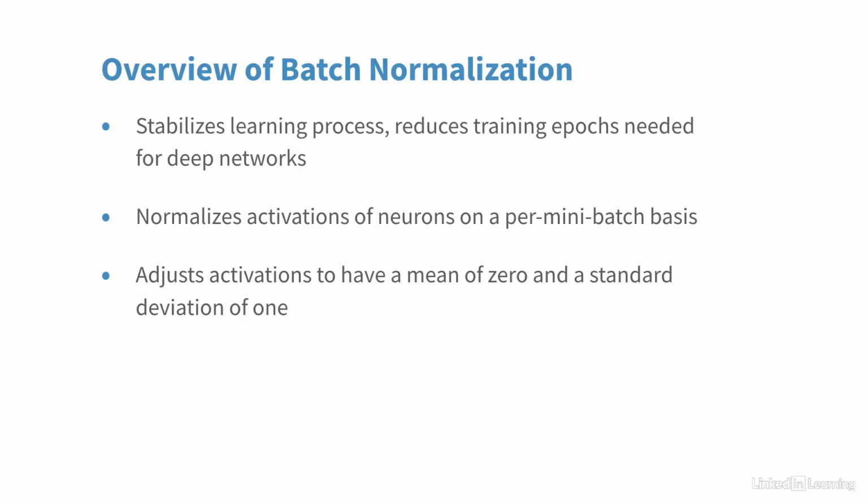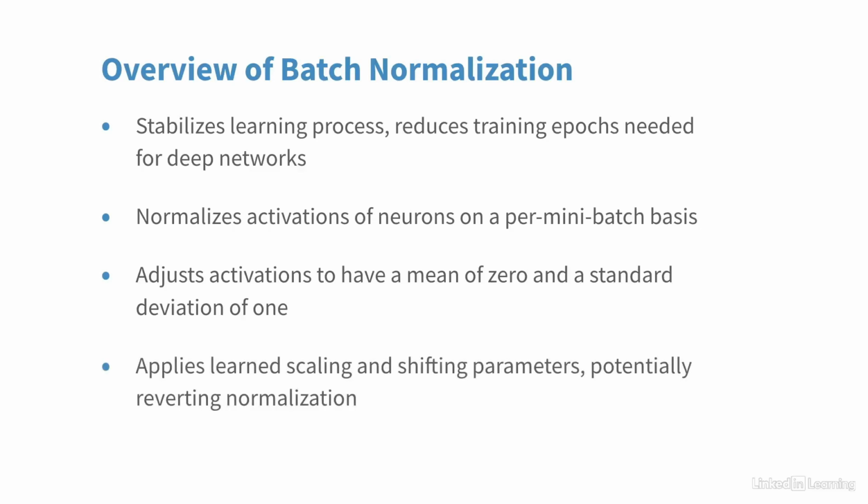Here's how it works. First is normalization. You adjust the activations in the batch to have a mean of 0 and a standard deviation of 1. This is followed by the scale and shift, applying scaling and shifting with parameters learned during training to fit the data's original distribution if needed.